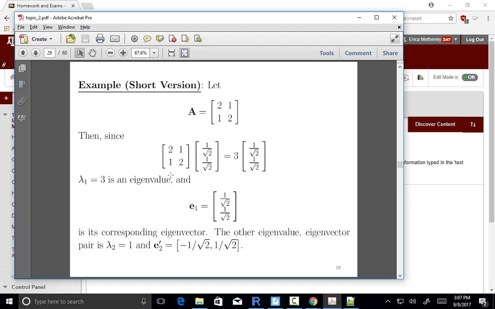Here's a very simple example. I ask you in the homework to take a really simple example and figure out what the eigenvalues and the eigenvectors are. Then you can verify them like is done here, just simple plugging in to the equations.